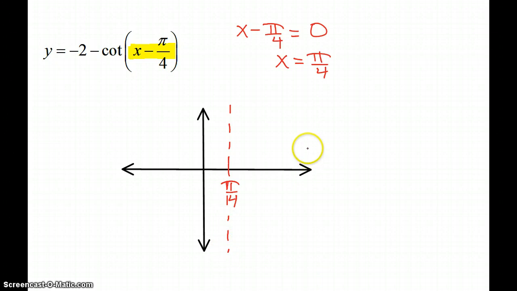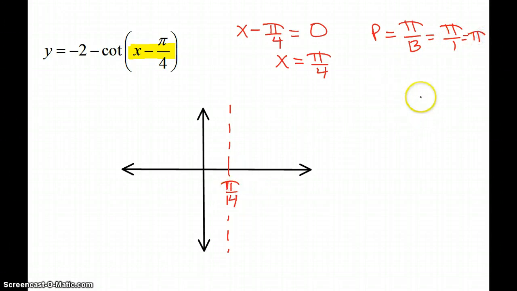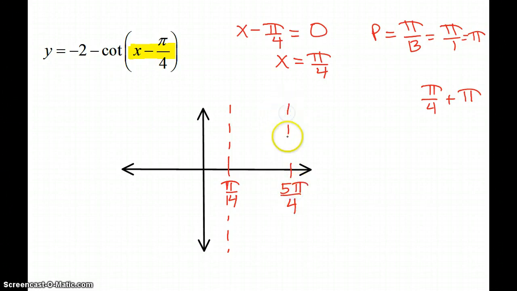Then I want to find my period. Well, since it's just 1 here in front, I'm going to have period is pi over b, which in this case is 1. So pi over 1, so my period is just pi. So I'm going to add pi over 4 plus pi, which of course this will be 4 pi over 4, so it's going to be 5 pi over 4. So my next asymptote is at 5 pi over 4.